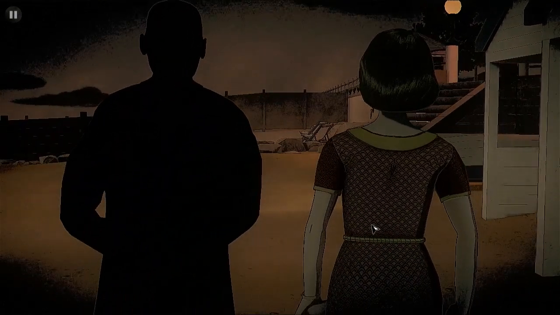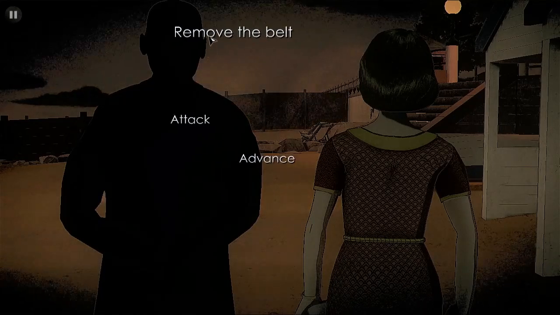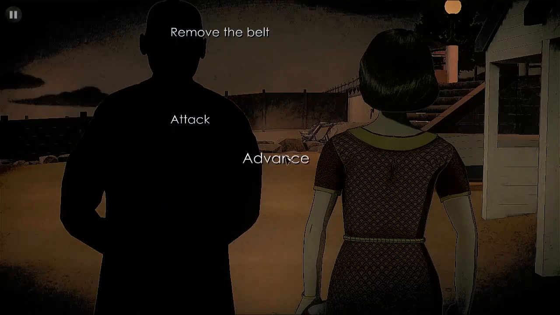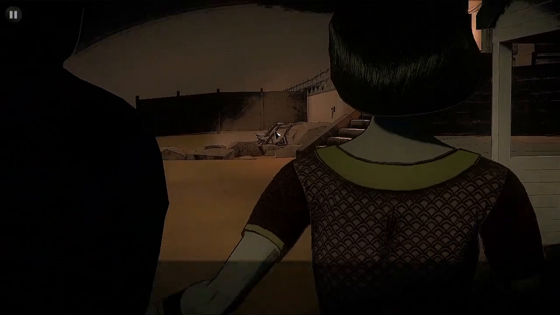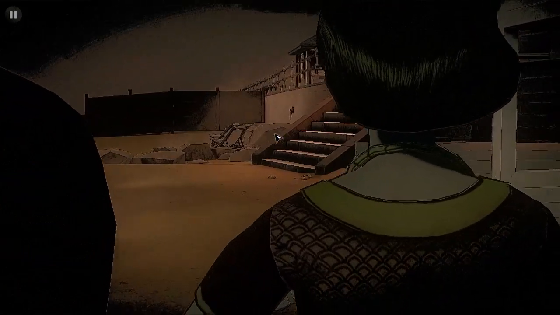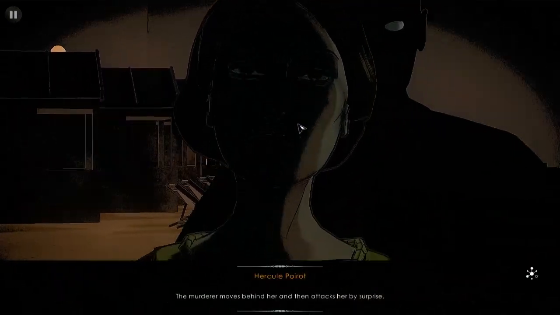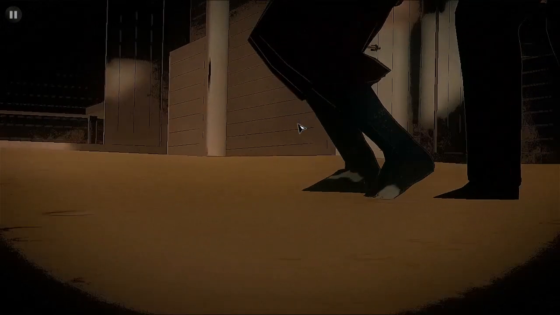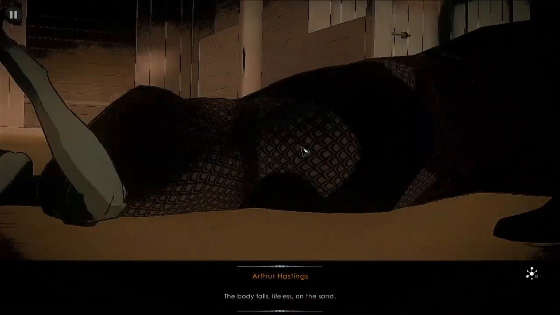He takes a lot of risks, this guy, doesn't he? Remove the belt, maybe? Advance, maybe? They keep walking. Then she removes her belt. The murderer moves behind her and then attacks her by surprise. I wonder why she took her belt off. Lifeless, on the sand.